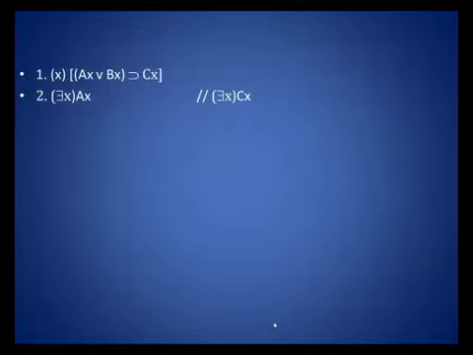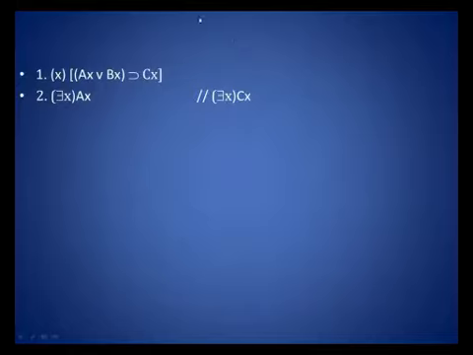Next example, premise 1: for all x, if x is A or x is B, then x is C. Premise 2: there exists an x such that x is A. Therefore, there exists an x such that x is C. So again, we can see that we can't use any of our rules of implication, so we're going to have to use our instantiation rules.